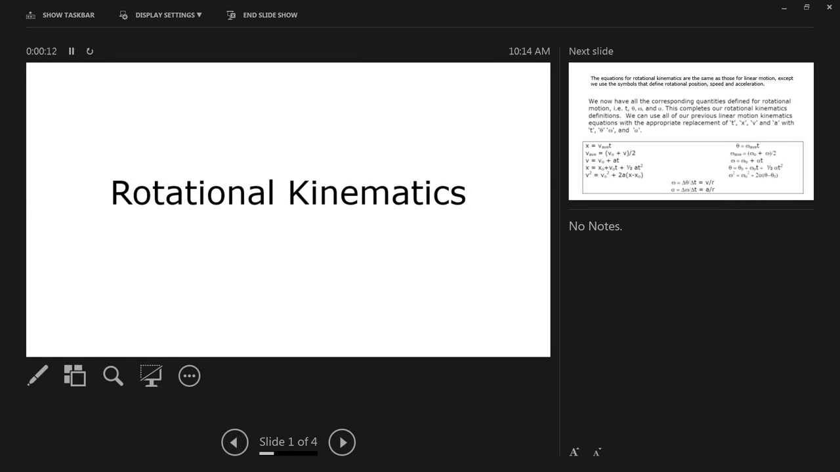I want to take a little opportunity here to get a start on rotational kinematics and describe how you apply some of this information to some problems in Chapter 7. First of all, let's jump over to our first slide here.